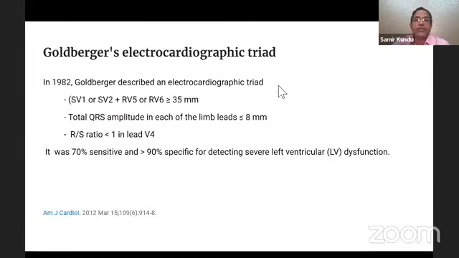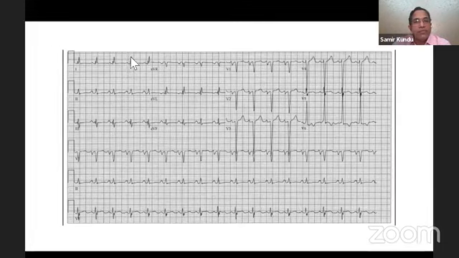Goldberg's electrocardiographic triad for dilated cardiomyopathy: S in V1 or V2 plus R in V5 or V6 more than 35 millimeters; total QRS amplitude in each limb lead less than 8 millimeters; and R/S ratio less than 1 in lead V4. This is the Goldberg criteria. In the precordial leads, the total height of the QRS is less than 8 millimeters, and the R/S ratio in lead V4 is less than 1, and the combination of the two is more than 45 by Sokolow-Lyon criteria. So these are the ECG features of dilated cardiomyopathy.